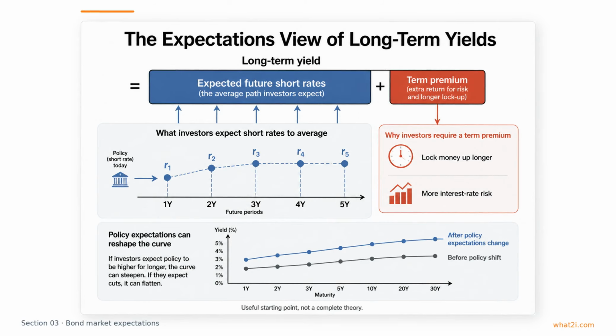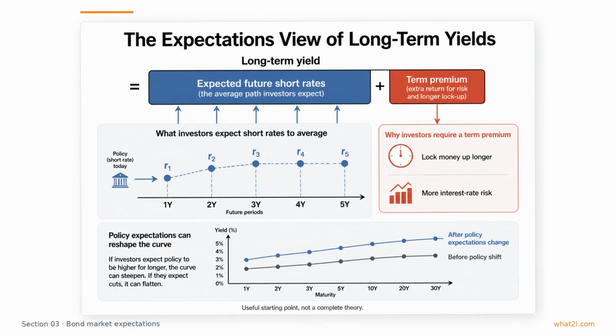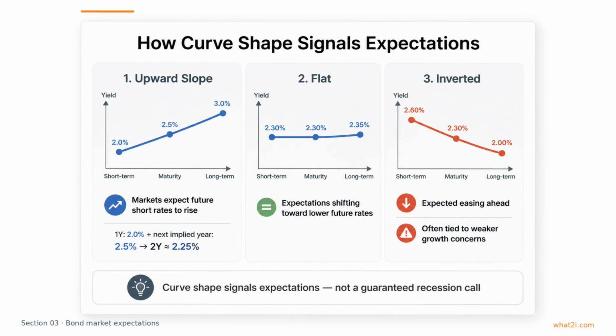A simple expectations view says that a long-term yield can be broken into two parts. One part reflects the short-term interest rates investors expect to prevail over the life of the bond. The other part is the term premium, the extra compensation for holding a longer maturity. That framework helps explain why policy expectations can reshape the curve so quickly. If markets start expecting the central bank to cut rates later, long-term yields may fall even if current short rates are still high. It is not a perfect theory, but it is a very useful starting point for reading the bond market's message.